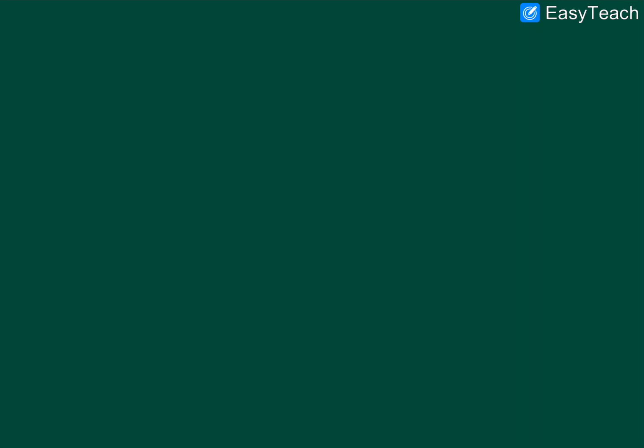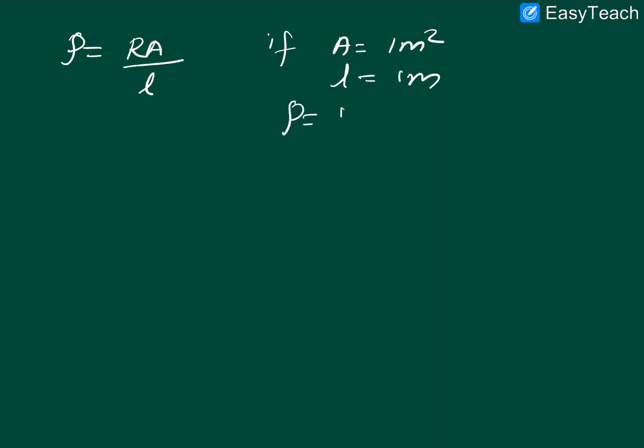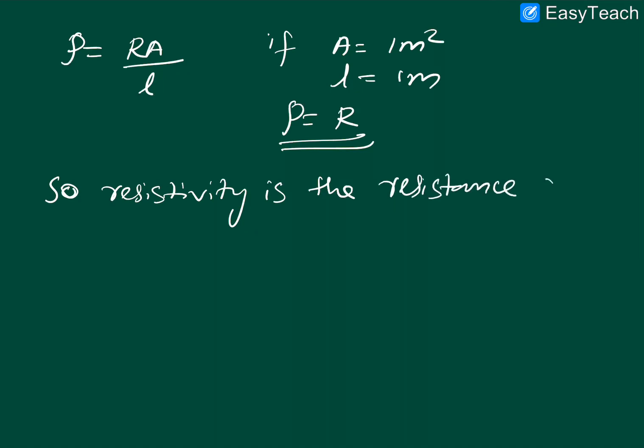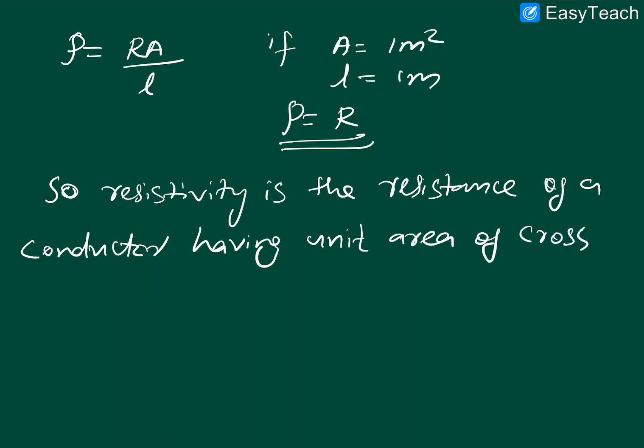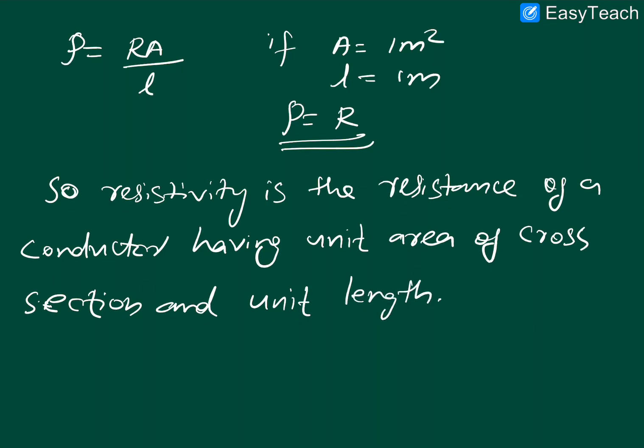Now you can define resistivity because you are having rho is equal to RA by L. If A is equal to 1 meter square and L is equal to 1 meter, then rho is equal to R. So resistivity is the resistance of a conductor having unit area of cross section and unit length. This is the definition for resistivity.